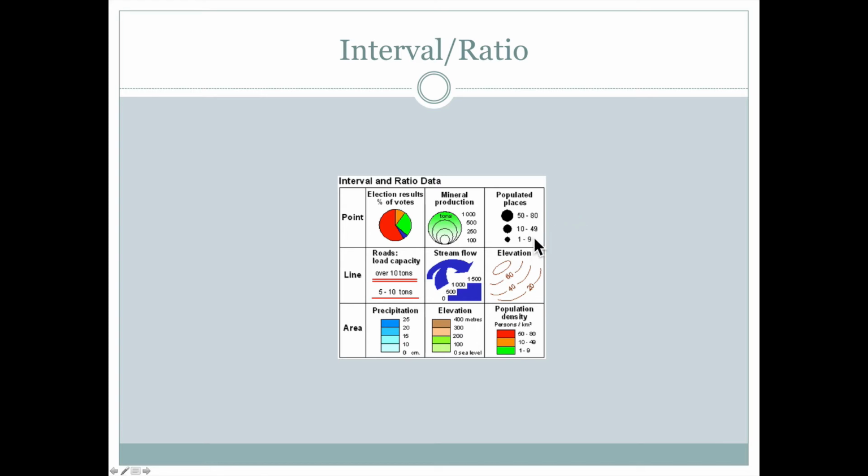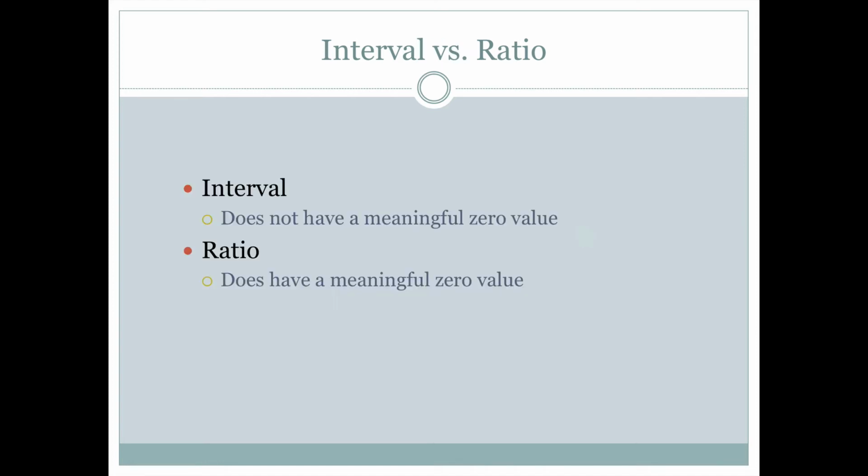We're not saying this is high population density or medium. We're just assigning the different numbers to different size symbols and putting that on the map. So what is the difference between interval and ratio? For interval things that we put on a map, there is no meaningful zero value.